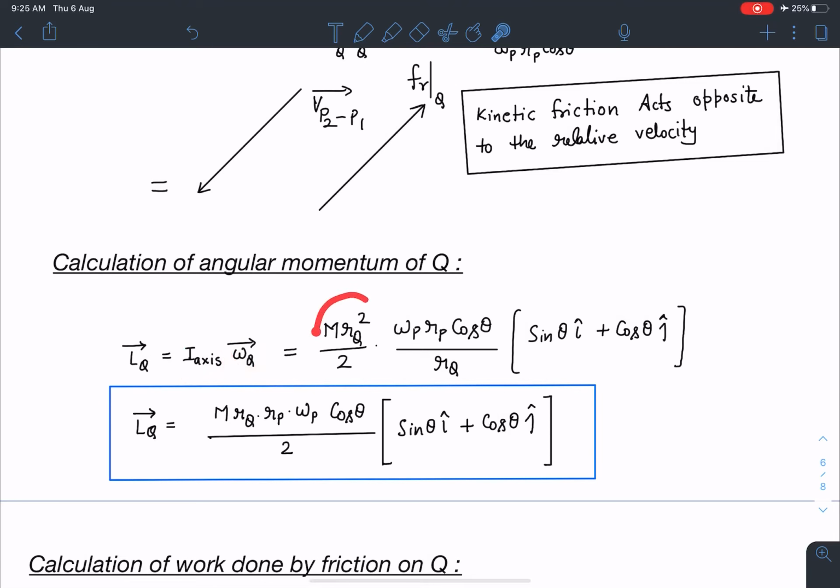I axis is known to you, that is m r square by 2, the formula I'm applying for cylinder Q. And omega Q, its magnitude was omega P rp cos theta by rq, and its direction was sin theta i cap plus cos theta j cap. So when I substitute this, I am going to get LQ as m rq rp omega p cos theta by 2 times (sin theta i cap plus cos theta j cap). This is the answer for angular momentum of Q about the axis.